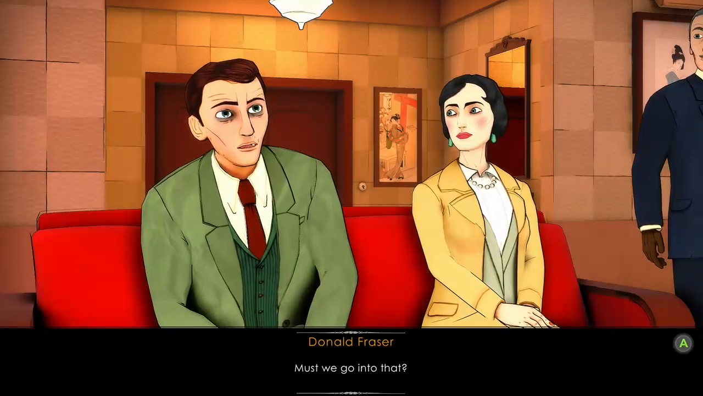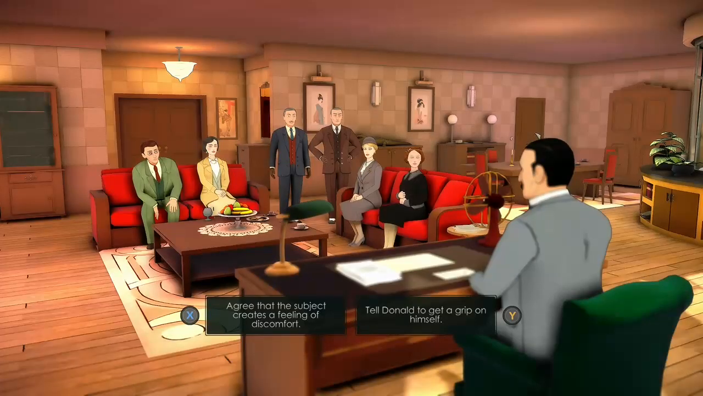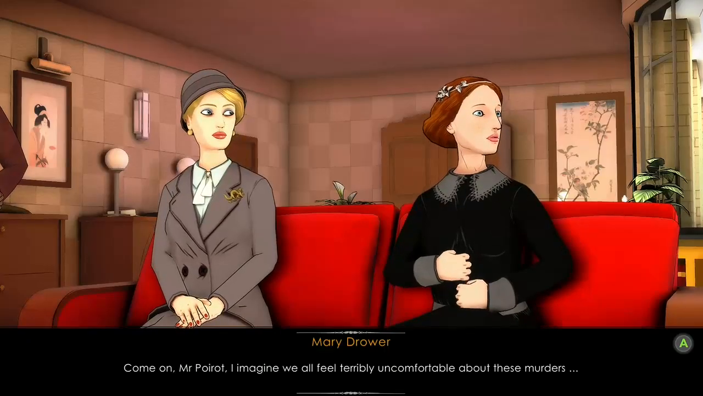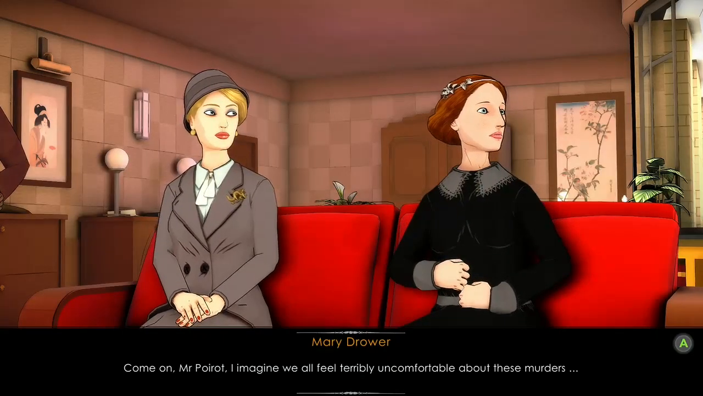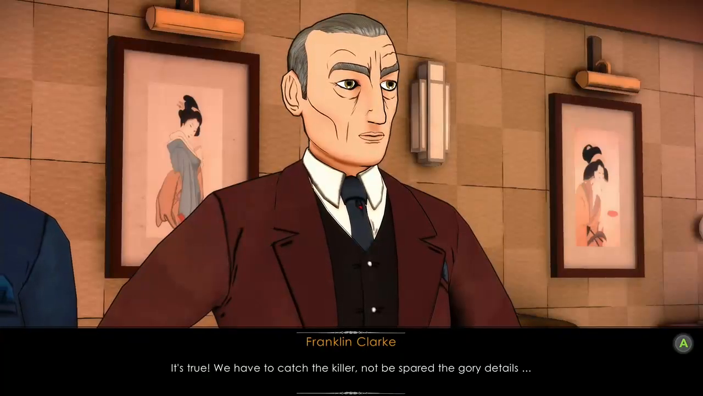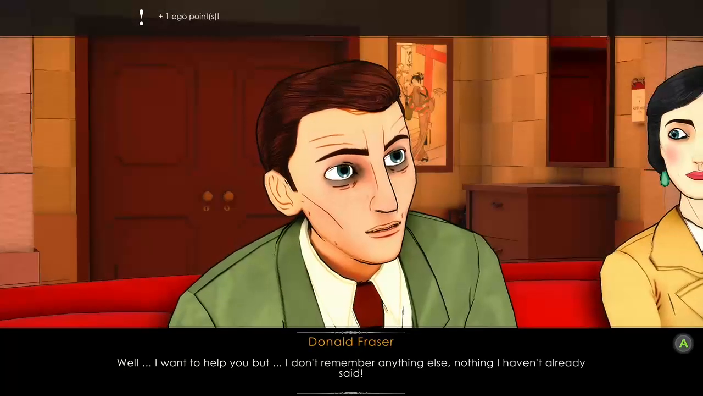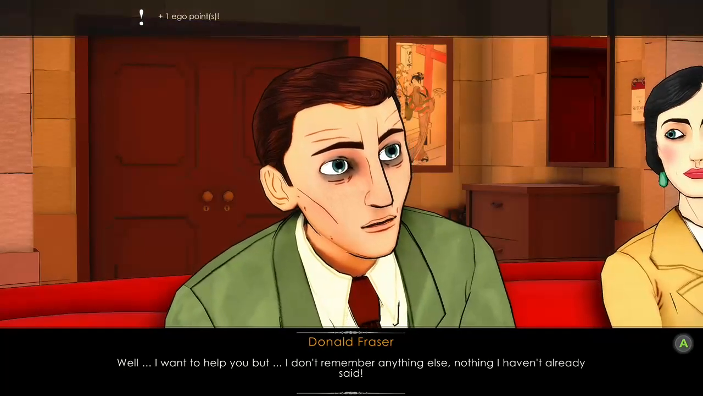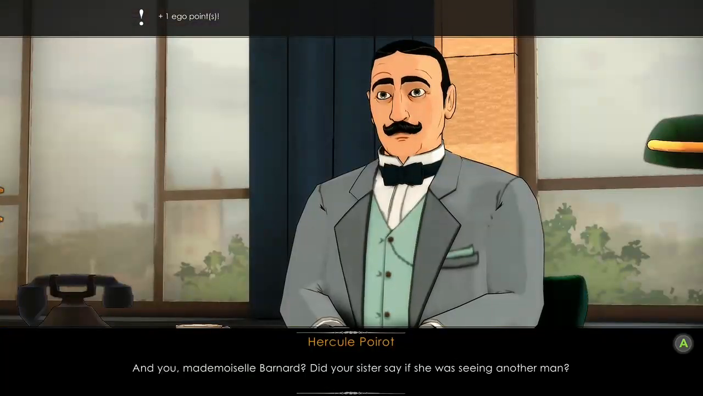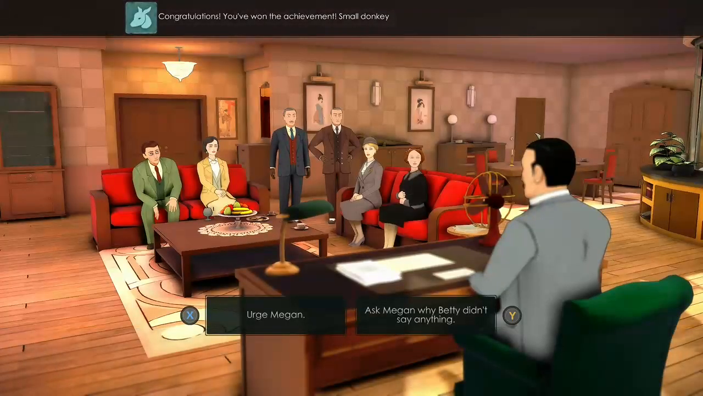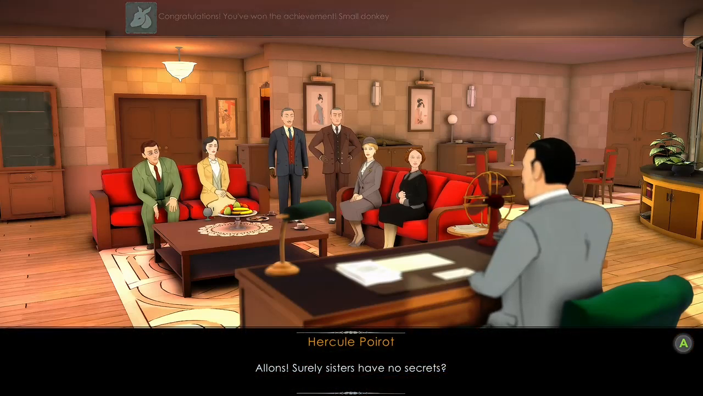Must we go into that? They're all to do with the throats. No, of course not, if it makes you uncomfortable. Come on, Mr. Poirot. I imagine we all feel terribly uncomfortable about these murders. It's true. We've got to catch the killer. Mr. Fraser, please get a grip on yourself. Well, to be fair, I want to help you. And you, Mademoiselle Barnard, did you... She never would have told me. Allons, surely sisters have no secrets.